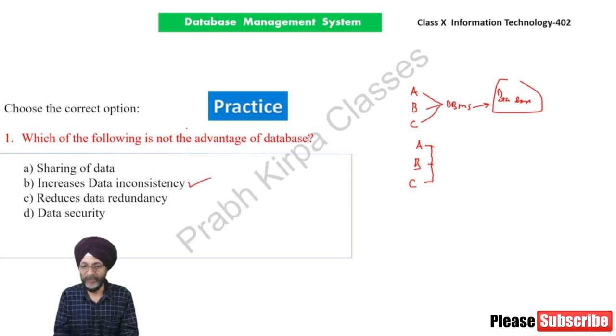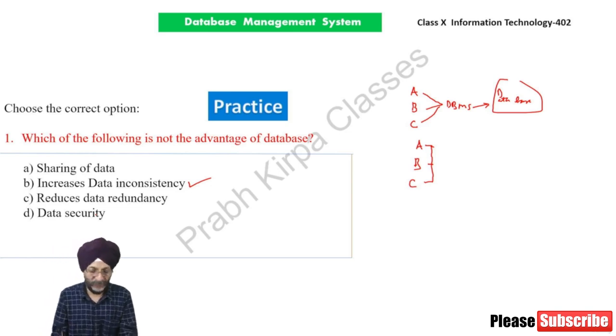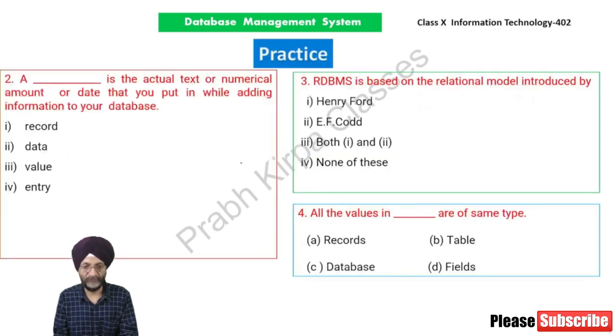So this is not the advantage. On the other hand, database reduces data redundancy. Data redundancy means duplicacy of data. It reduces the chances of data duplicacy. This is correct. It is also an advantage of database that it ensures data security. Data security means that a person can access the database only when he has the username as well as the password. So in conclusion, we can say that increase in data inconsistency is not the advantage of database.